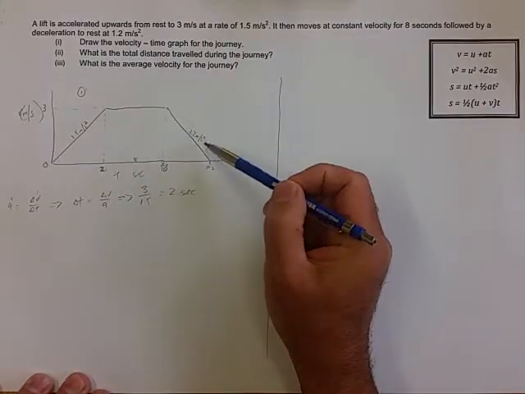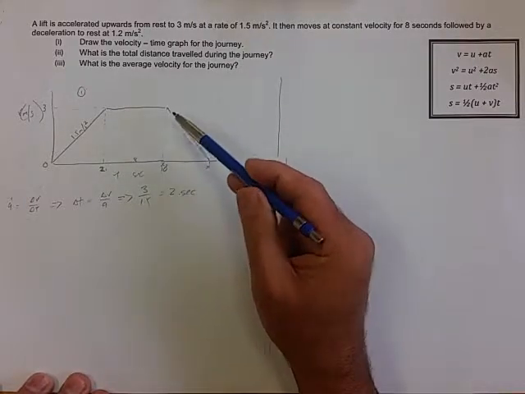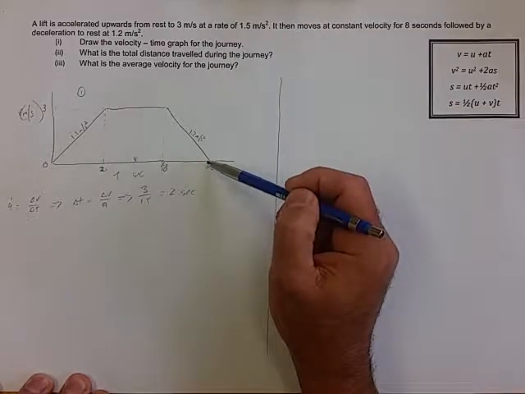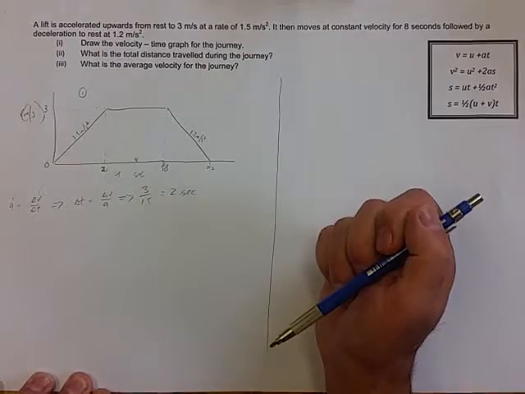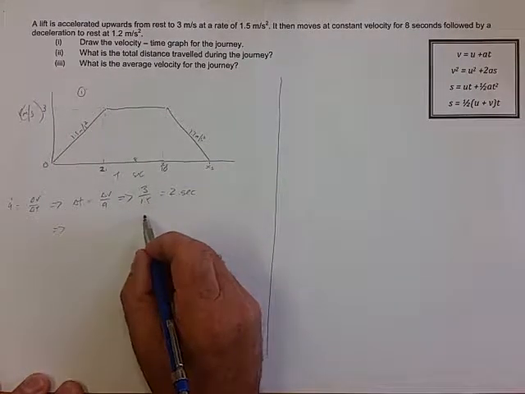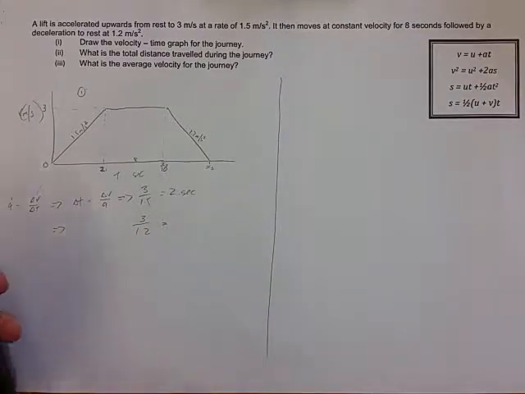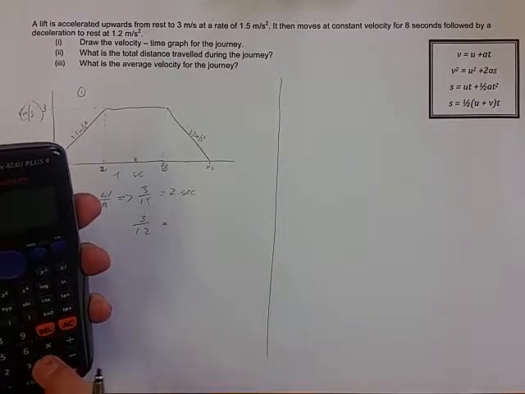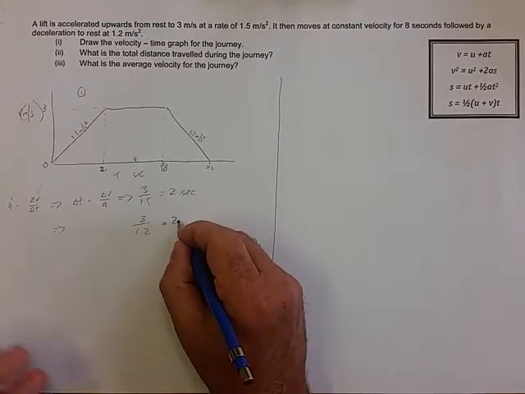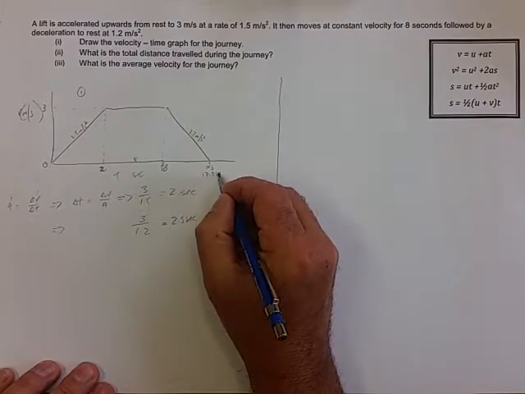Okay, now we go to the final one and we can do the same situation again. We have our change in velocity is still 3. Our acceleration this time is 1.2. So using the same formula, we can have 3 divided by 1.2 equals, I'll jump on the calculator, 3 divided by 1.2 equals 2.5 seconds. So now we know that that's 12.5 seconds.